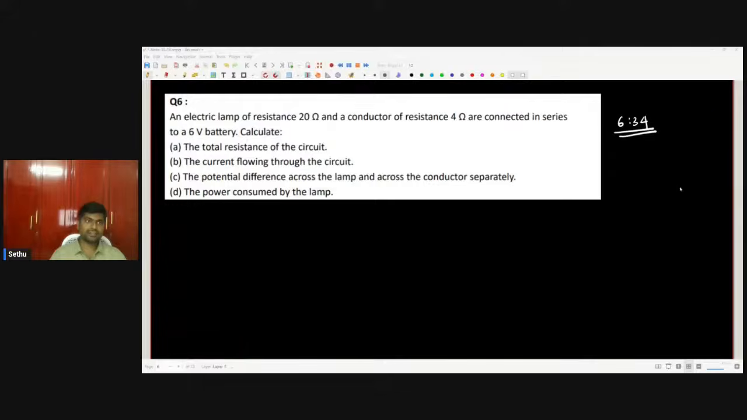All right, let's try this question. What do we have here? An electric lamp of resistance 20 ohm and a conductor of resistance 4 ohm are connected in series to a 6-volt battery. So first let's draw the circuit. We have an electric lamp of resistance 20 ohm and a conductor of resistance 4 ohm. They are connected in series to a 6-volt battery.